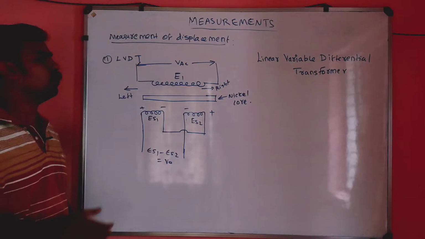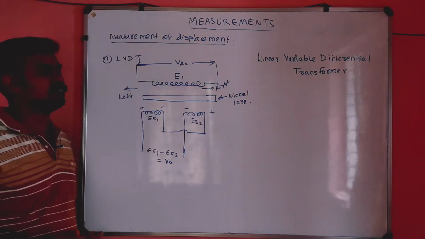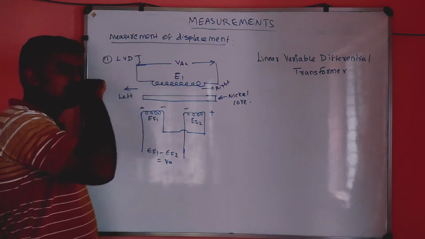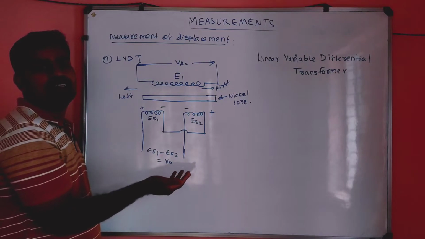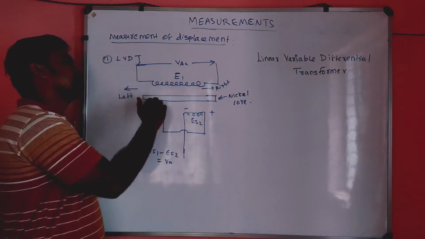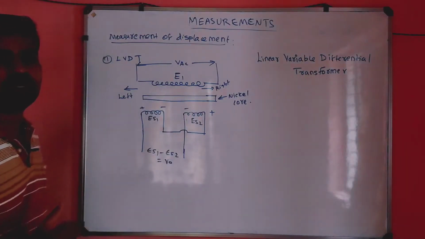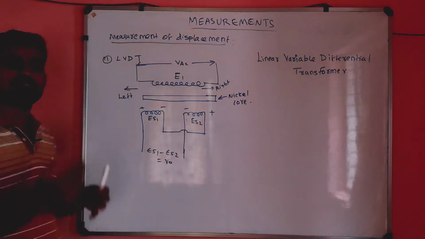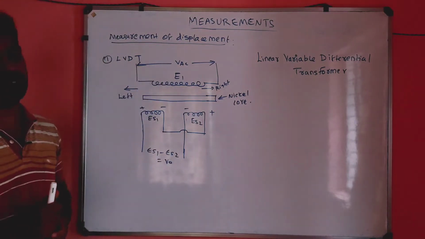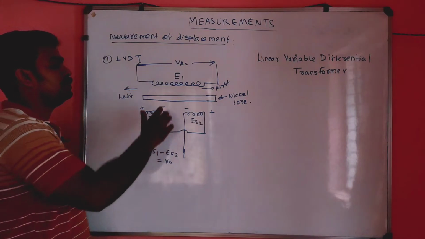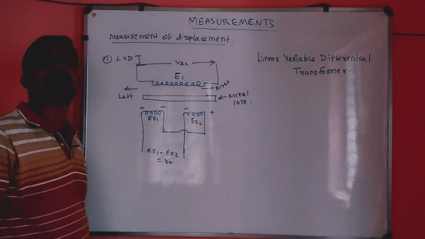What is the function of the core here? The function of the core is to increase the flux density, correct? If the core is not there, then also mutual induction will be there, and induced EMF will be there in the secondary winding. But if the core is not there, the flux density in the air gap region will be very low, so most of the flux will be lost as leakage flux. So in order to avoid that, we have to use two secondaries and one core in between these two windings.